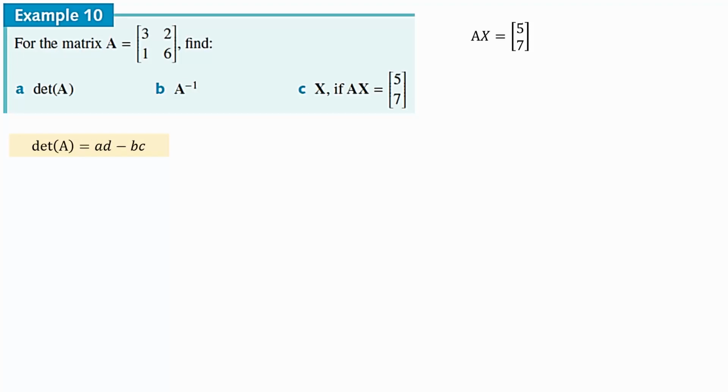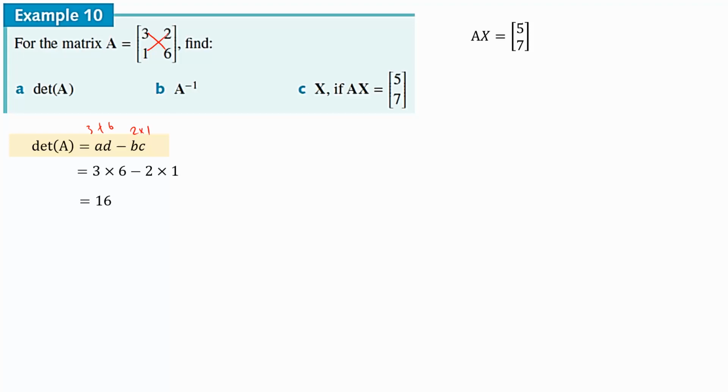Can I please have Olympia? What's my A, B, C, and D? 3 times 6 minus 1 times 2. Good. Okay, so B is my 2, C is my 1, and A, which is my 3, times 6. So write it down. 3 times 6 minus 2 times 1. 18 minus 2 is 16. So you found the determinant of A.